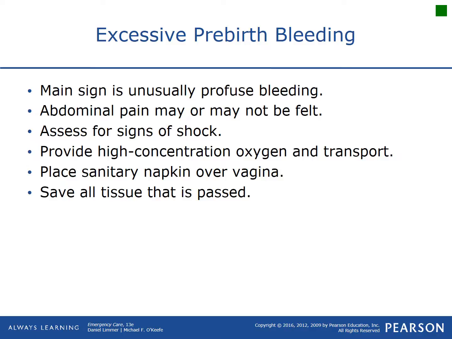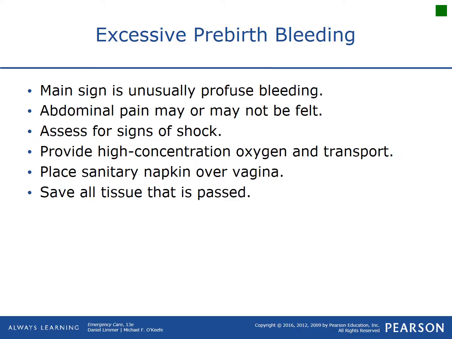Excessive pre-birth bleeding is a very serious issue. This can cause a patient to develop hypovolemic shock from the major hemorrhage. So always assess them for shock, support their ABCs, and try to control the bleeding. Now don't pack things up in there. Just place sanitary napkins or maxi pads, if the patient has any, or you can use your multi-trauma dressings or abdominal pads, anything.